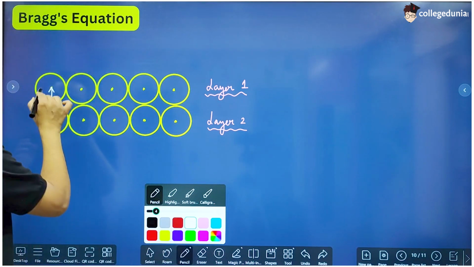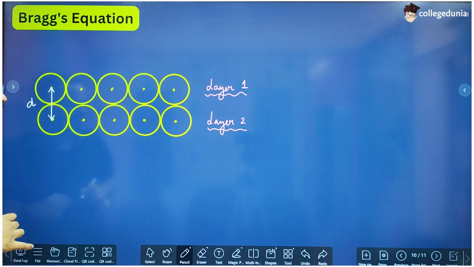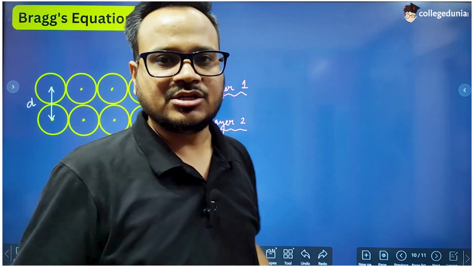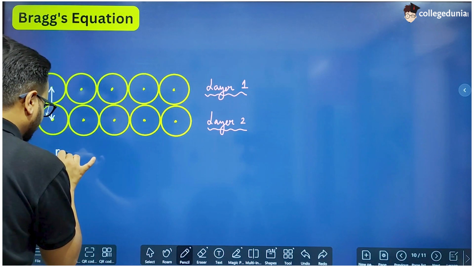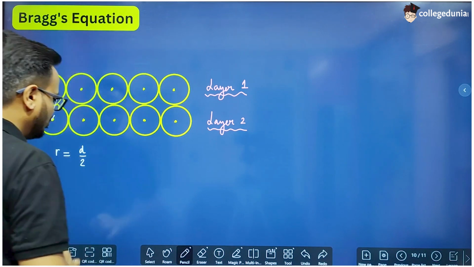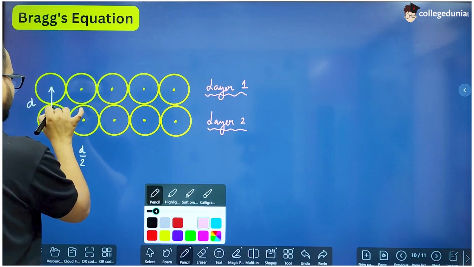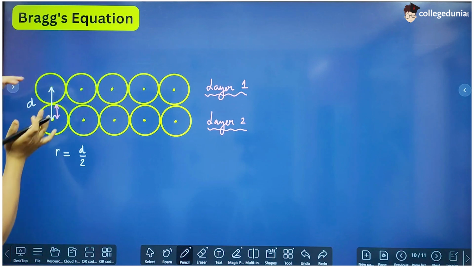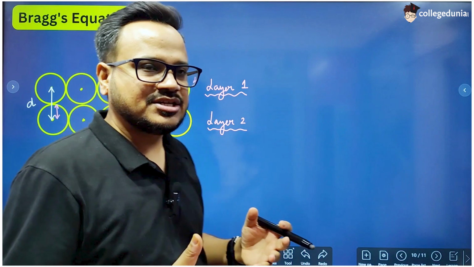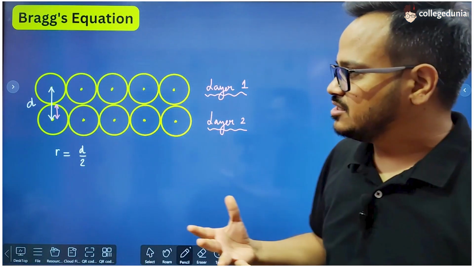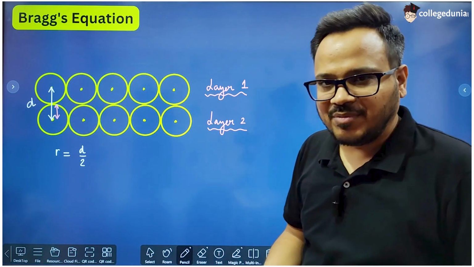So let us say this length, the distance between the centers of the two atoms, that is their nuclei, is d. So obviously, if I want to find the radius of an atom, that radius will be d by 2, right? That radius is this length, which is simply d by 2. So if by some method I can find the distance between these two layers, that is d, I can find the radius of the atom, which is simply d divided by 2.